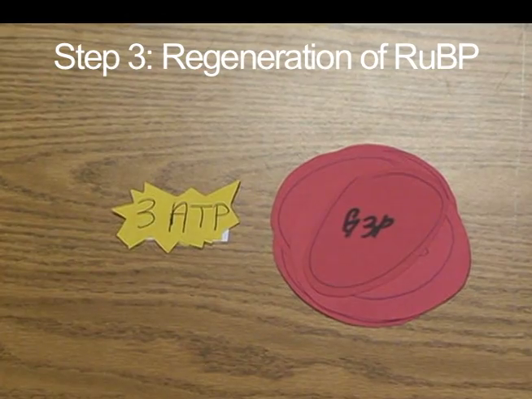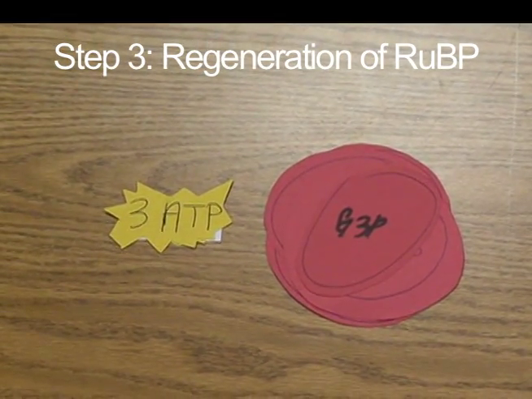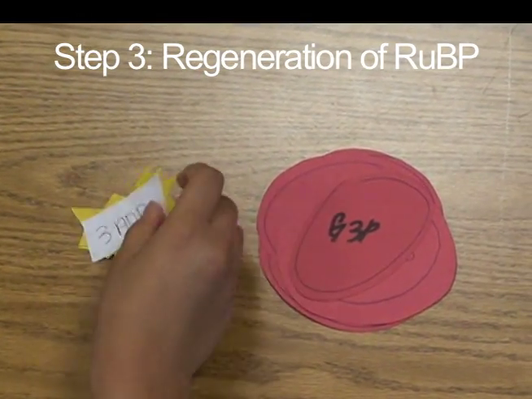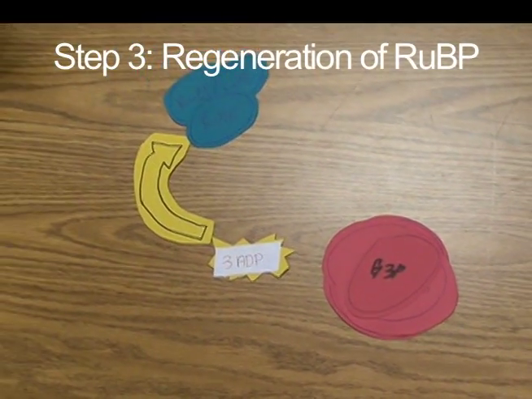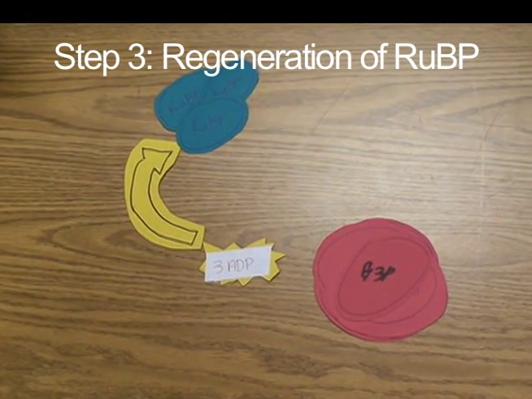Step 3. Regeneration of RuBP. In this phase, 3 more ATP are used to transform the 5 remaining G3P into 3 molecules of RuBP. Yay! We have RuBP again. RuBP is ready to receive more carbon dioxide to restart the cycle.